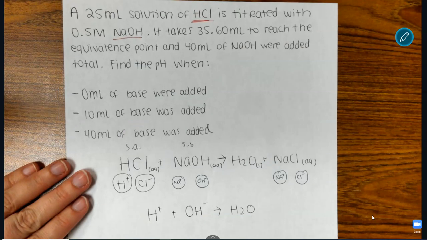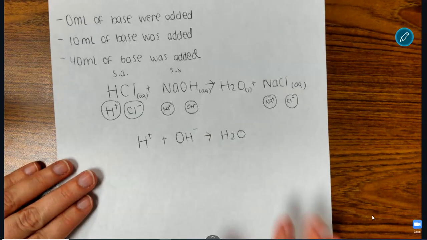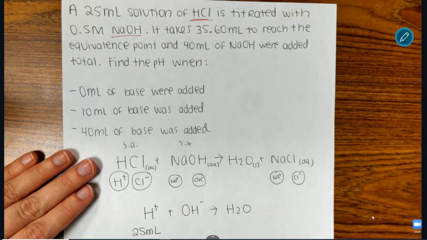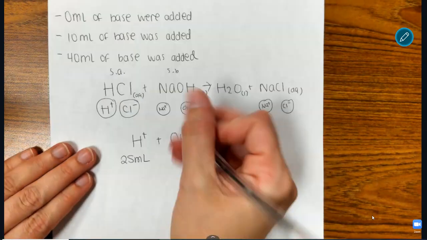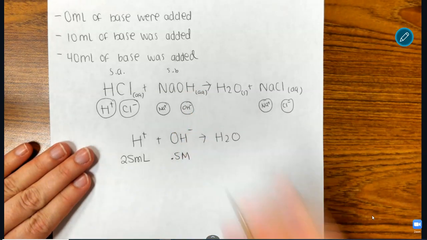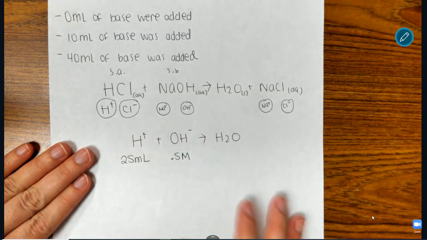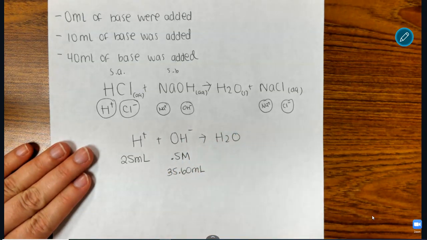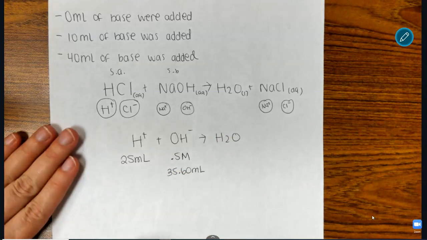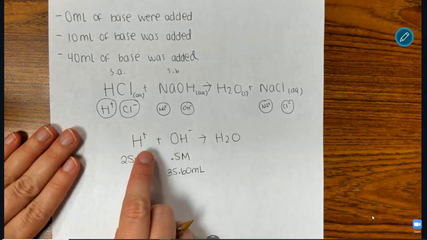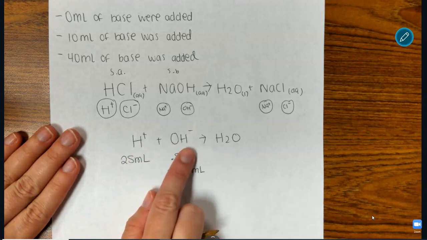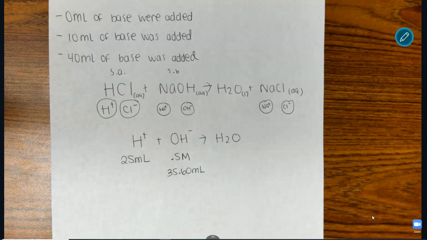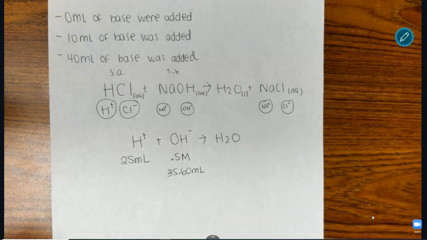Now let's look at what we have. So we're told that we have a 25 milliliter solution of acid, and it gets titrated with 0.5 M base. So I'm going to label that 0.5 M base. And to get to the equivalence point, you needed 35.6 milliliters of hydroxide. The equivalence point is when moles of acid that you originally have are neutralized completely by the moles of base you get added, or vice versa, depending on the titration. But these two are equivalent moles.